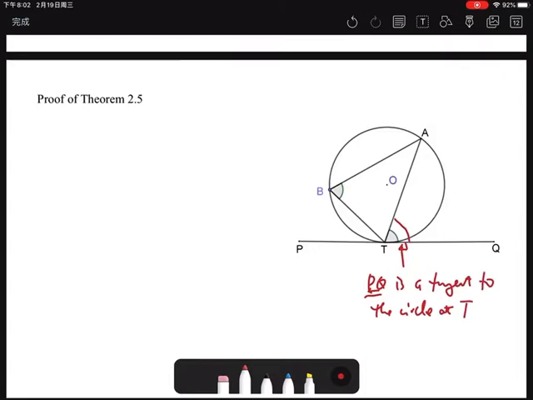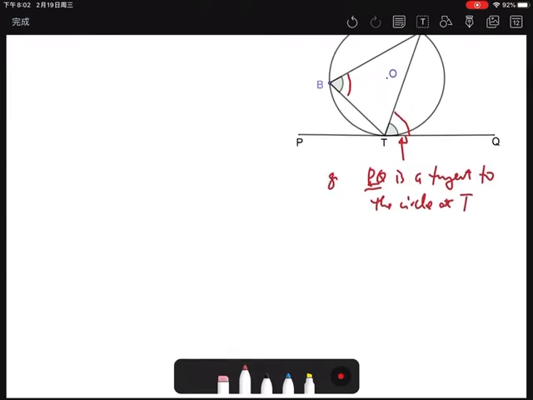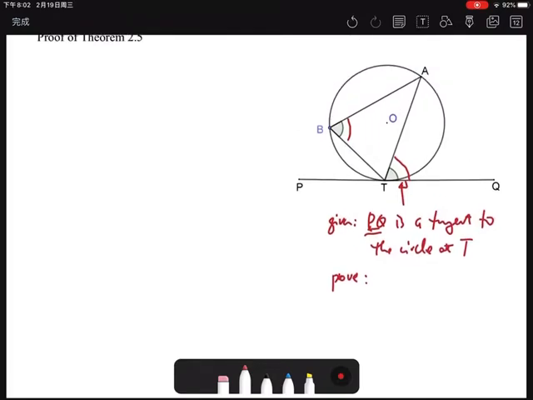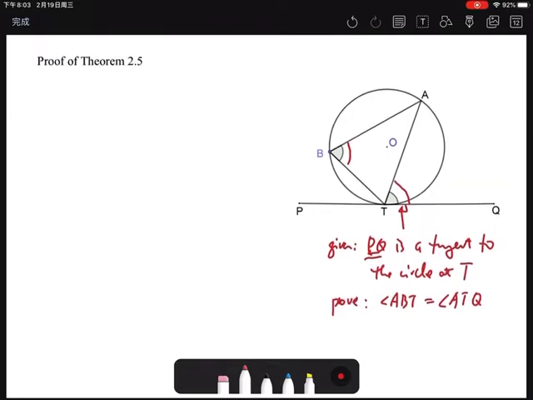If we have a tangent, then we will have a tangent-chord angle, and correspondingly an angle in alternate segment. So this is the given condition, and we are to prove that angle ABT equals angle ATQ. This is the result of the theorem. Now let's see how to prove it.